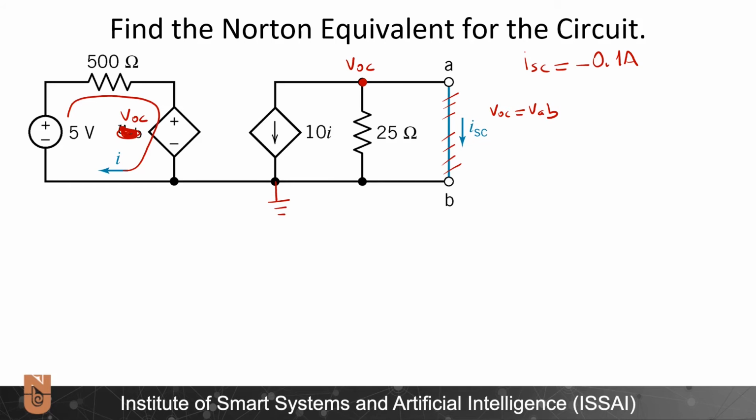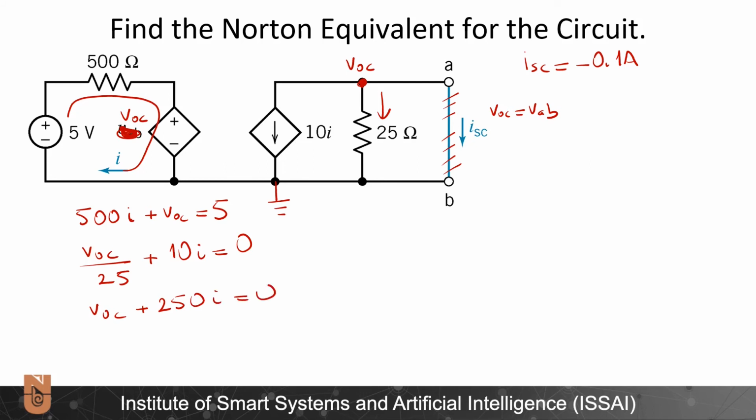So let us write the Kirchhoff's voltage law for that loop. 500 times I plus VOC will be equal to 5. And let me also write the Kirchhoff's current law for the VOC node. VOC over 25, the current going out this way, plus 10I will be equal to 0. Let's simplify this a little bit. VOC plus 250 I is equal to 0.